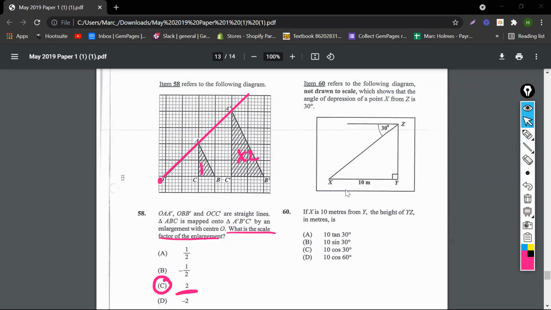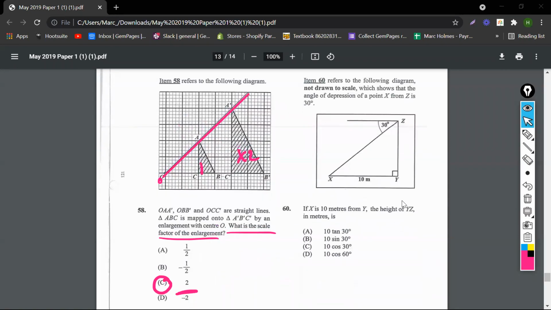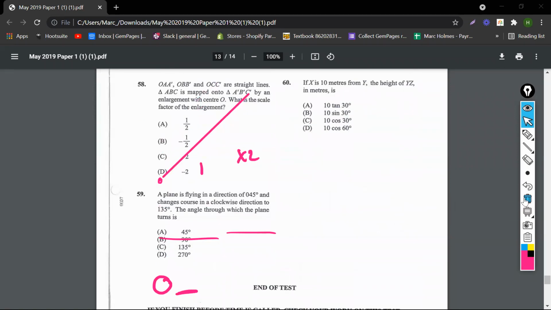Eatable. I think this one is eatable. Probably a porridge, maybe a porridge. Not necessarily banana chips or something too simple. Let's scroll down to this one though.